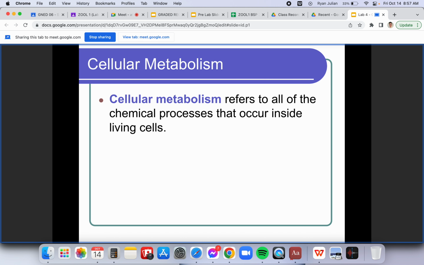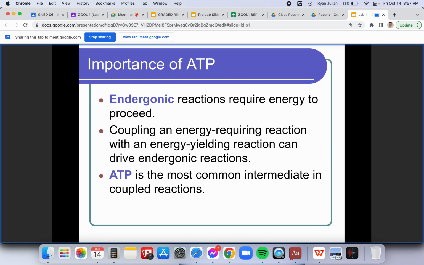Now, for the last part of our topic, let's talk about cellular metabolism, which refers to all of the chemical processes or activities that take place inside living cells. So here, we are going to discuss the various cellular processes that are involved inside the cell. Before we dive into that, let's talk about the major factor when it comes to cellular metabolism, which is the ATP or adenosine triphosphate. We are going to deal with its importance first.